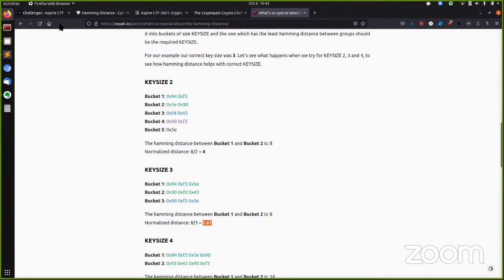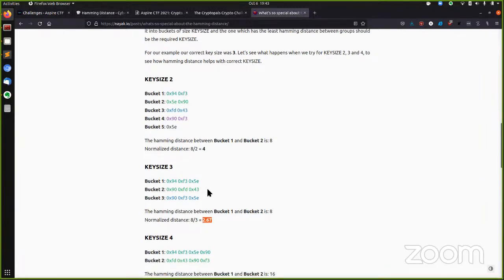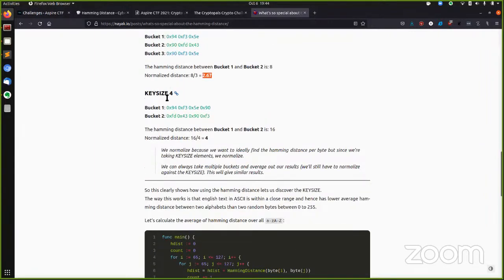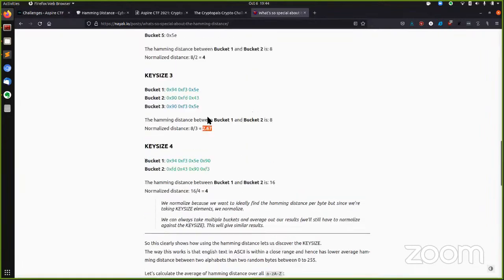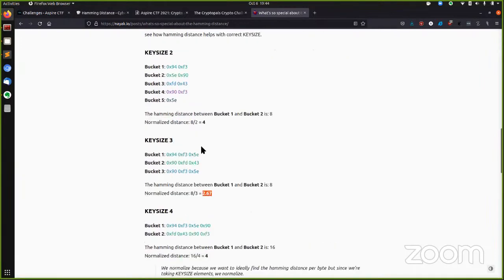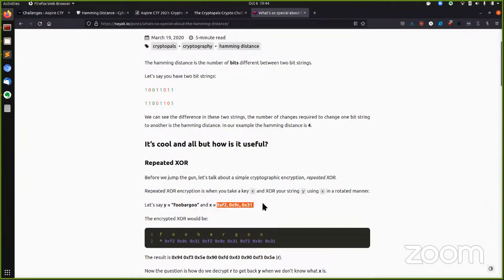So again, there are tools to calculate the Hamming distance. I've just shown you the CyberCTF tool. You can script it as I will show you in the script that I use, and so on and so forth. So as you can see, in the end, the key size of 3 produces the lowest Hamming distance if you compare all of them. This is 4, this is 2, and this is 4. So this helps determine that the key size was 3, which is accurate based on where we started here.